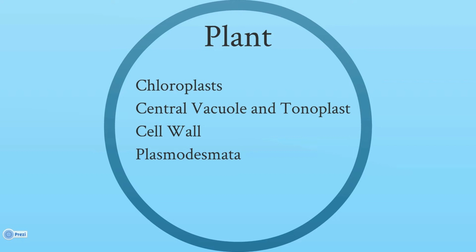Now, the animal cell has vacuoles that do the same job that the central vacuole does in the plant cell. But the animal cell has several small vacuoles that do the same job as the central vacuole does in the plant cell, except in the plant cell, the central vacuole is one big vacuole, while the animal cell has several smaller ones that do the same job.